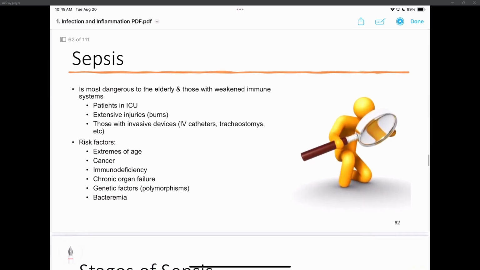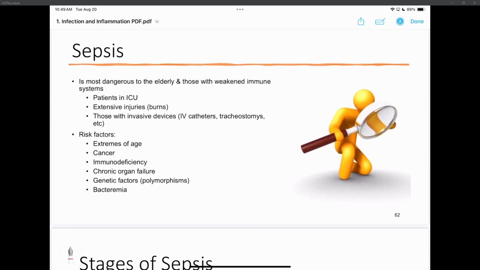So sepsis is most dangerous to the elderly and people with weakened immune systems. Usually you'll see who should do certain things. They say people who are immunocompromised, or the young or the elderly, because they're the both ends of those spectrums, that puts them at a heightened chance of becoming septic. So people who have a weakened immune system, anyone in the ICU can become septic.